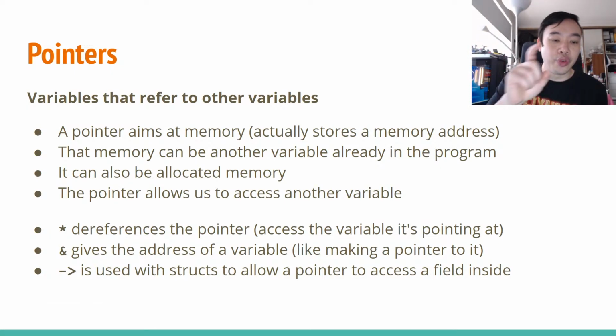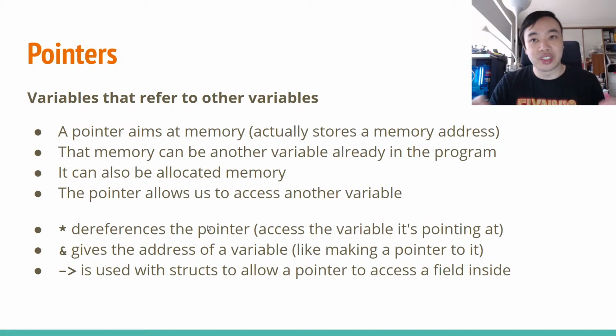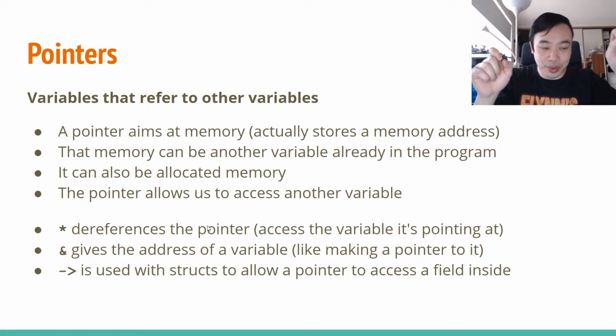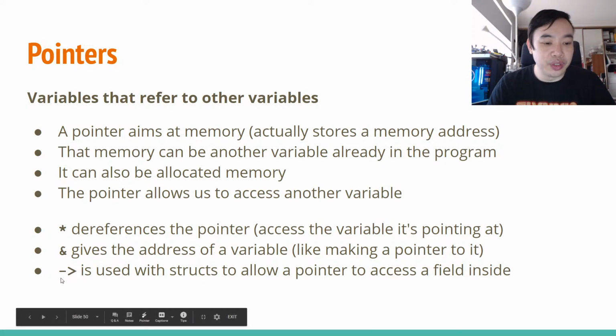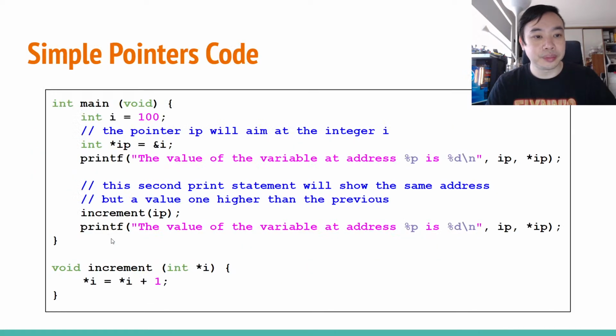So the dot format with pointers to structs is really cumbersome because you've got to dereference it separately, put that in brackets, and then put the dot afterwards. So it's really, really fiddly. So we're going to be using the arrow pretty much all the time we're accessing a struct via a pointer.